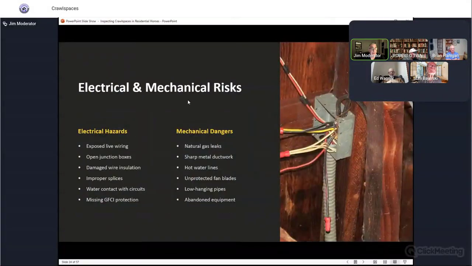Electrical and mechanical risks. We're going to be looking for exposed live wiring, open junction boxes, damaged wire insulation, as Stan talked about, improper splicing. We see this all the time. Water in contact with circuits, missing GFI protection. Again, gas leaks, sharp metal ductwork, hot water lines, unprotected fan blades, low-hanging pipes, and any kind of abandoned equipment.